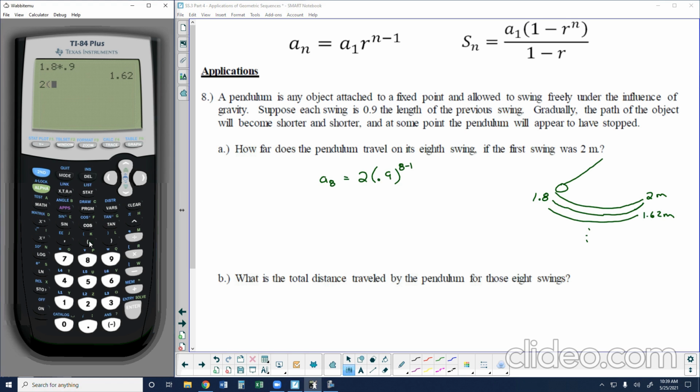If I take 2 times 0.9 to the 8 minus 1, or 7th, power, this decimal approximation would give us the length of the swing. Let's go ahead and round this to 2 decimals. The pendulum would travel approximately 0.96 meters on the 8th swing.